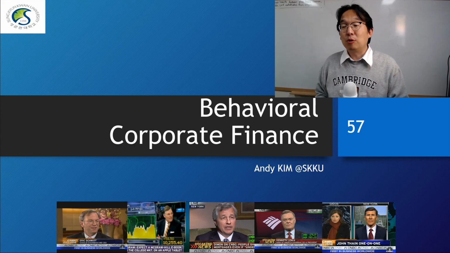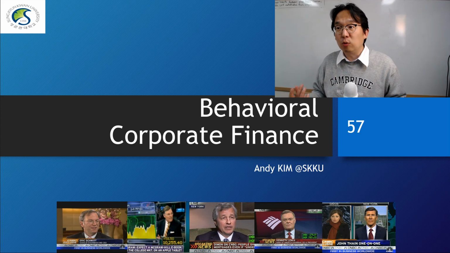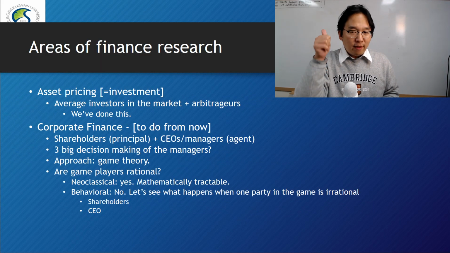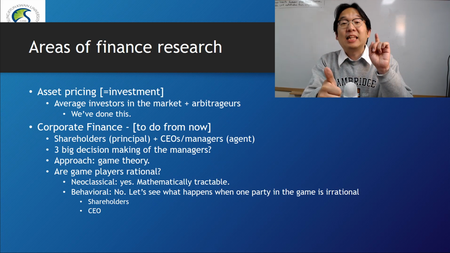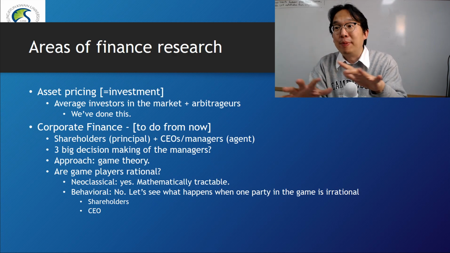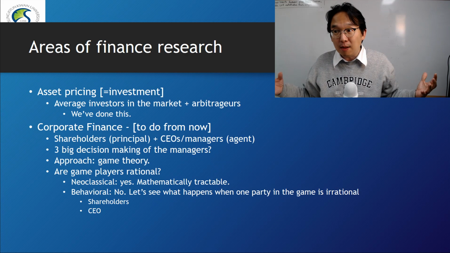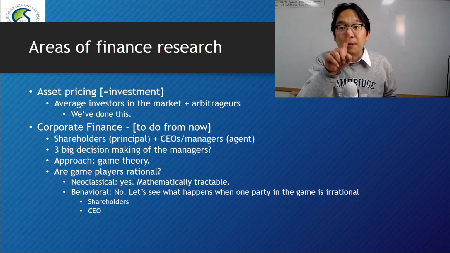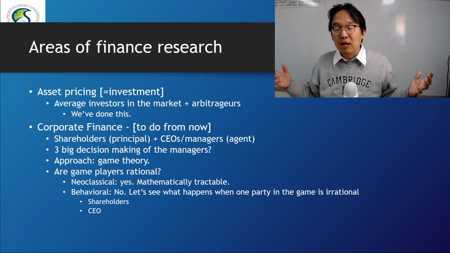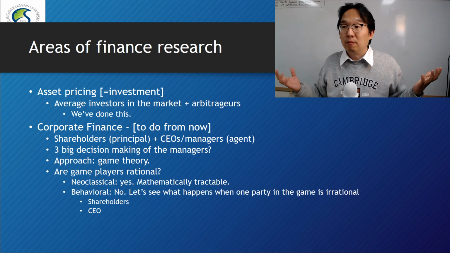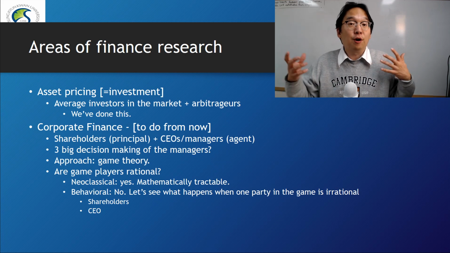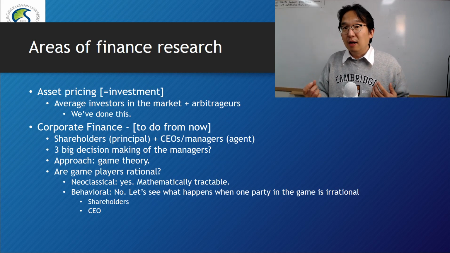And here I'm going to start talking about behavioral corporate finance. I told you before, finance has two big areas. One is asset pricing. Capital Asset Pricing Model, CAPM. Portfolio theory and then CAPM was big in your financial management. That's asset pricing theory, investment. How do rational or irrational investors make money? Can we predict the returns of these assets, right?